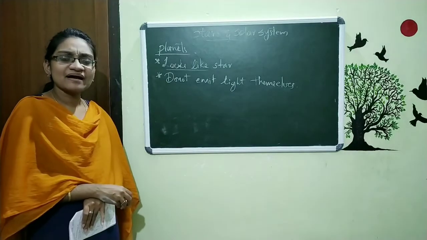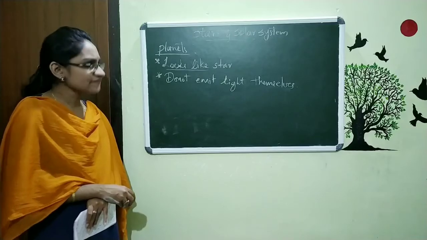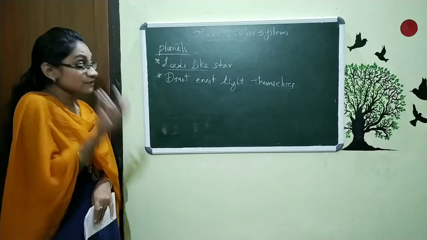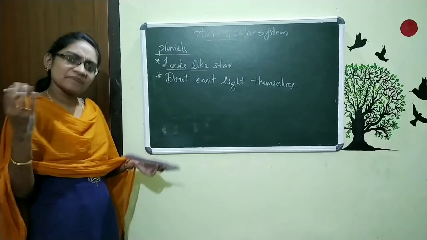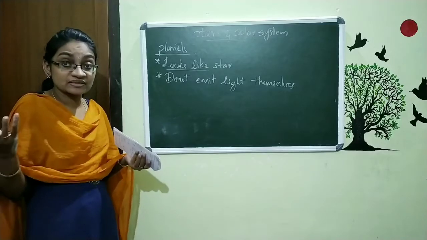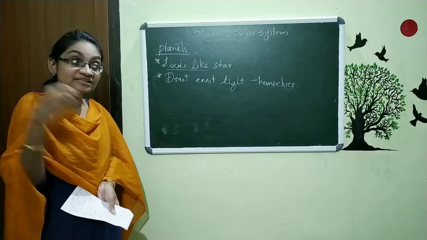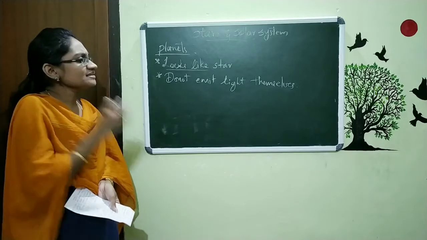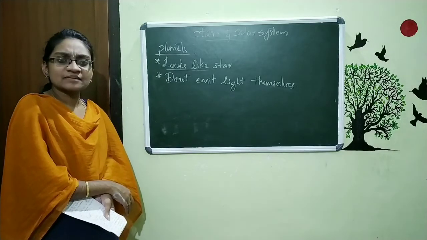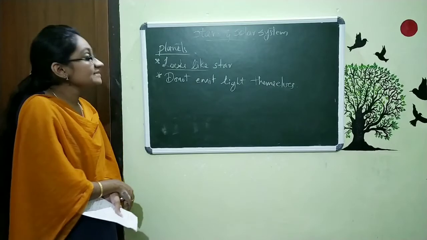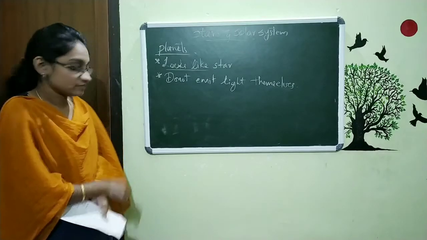So how do these planets have light? Some of the planets are very bright, some are dim, some are red in color, some are green. Different planets have different lights. And where is this light coming from? Actually, the light is coming from the sun.